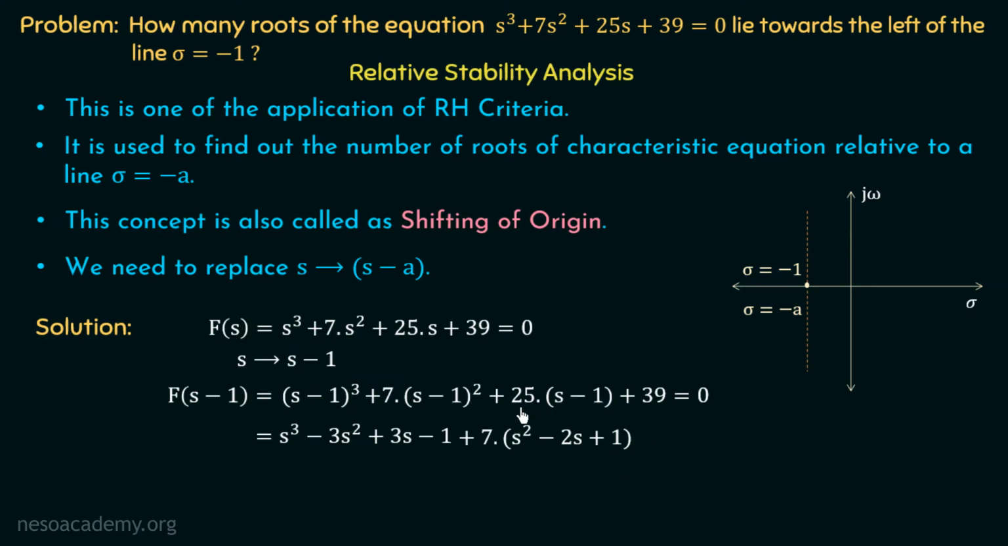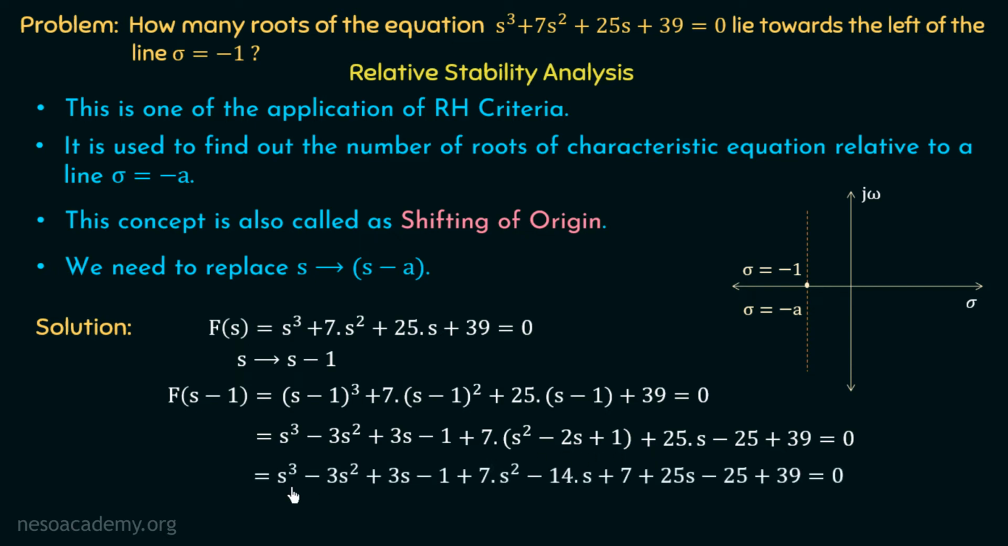Moving on, if we multiply 25 in this term, we will have plus 25s minus 25 plus 39 equal to 0. Now, if we open this bracket by multiplying 7, we will have s cube minus 3s squared plus 3s minus 1 plus 7s squared minus 14s plus 7 plus 25s minus 25 plus 39 equal to 0. We have opened this bracket by multiplying 7 with these three terms. Now we can see that we are having only one term of s cube, two terms of s squared are there, minus 3s squared and 7s squared. So if we solve this, we will have 4s squared.